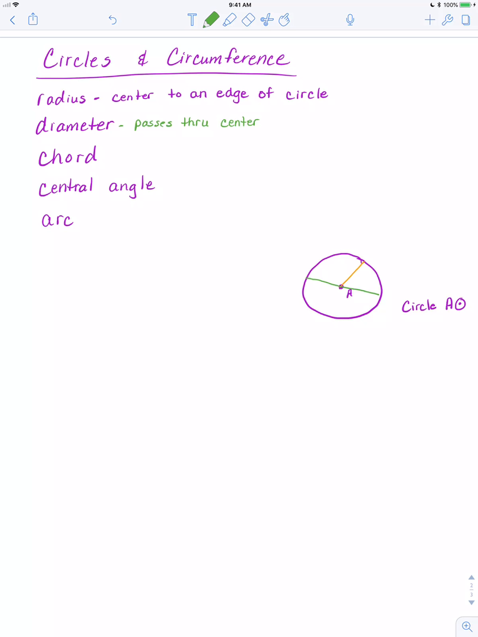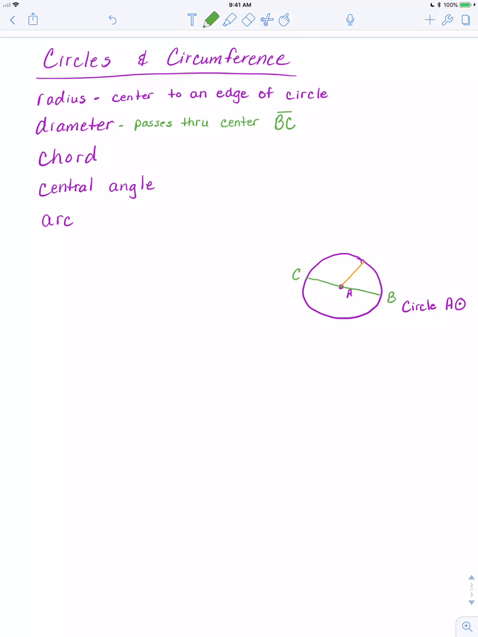So from that, you can see that anywhere from the center to the edge is the radius. So the diameter is 2 times the radius, or the radius is 1/2 of the diameter, however you want to look at that. Let's label some of these. Let's say that's B to C. Okay, so that's the diameter.